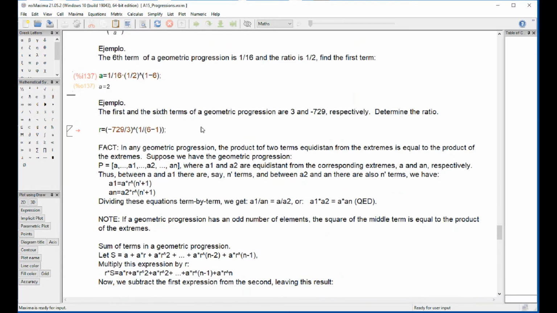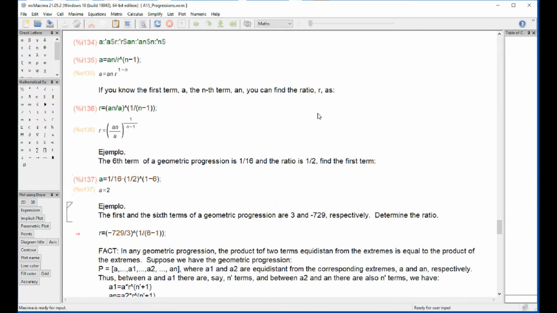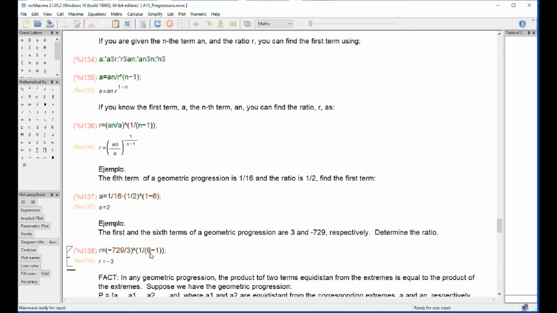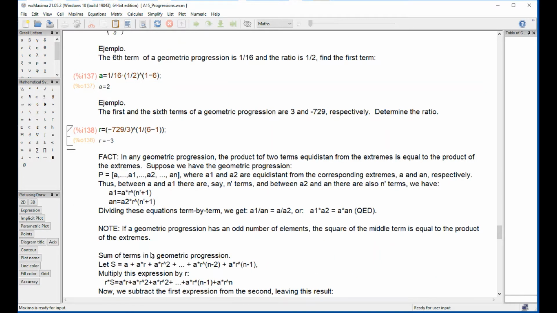The first and sixth terms of a geometric progression are 3 and minus 729. So we're going to use this equation right here. We know the sixth term, and we know the first term. So we take the ratio of them, raised to the 1 over 6 minus 1, and the ratio turns out to be minus 3.